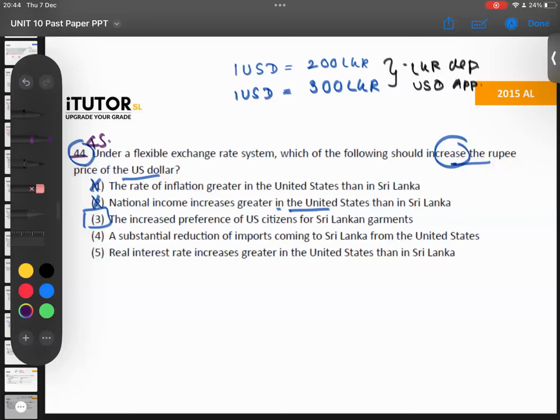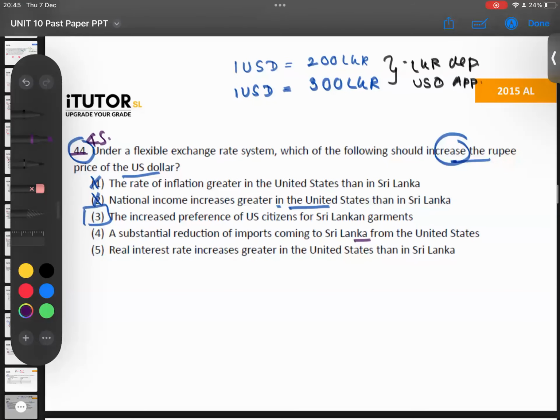Number 4, substantial reduction of imports coming to Sri Lanka from the United States. Reduction in imports. Can that be the answer? Substantial means a considerable amount. Okay, we'll leave that there. The 5th one says real interest rate increases in US. That can also be an answer.